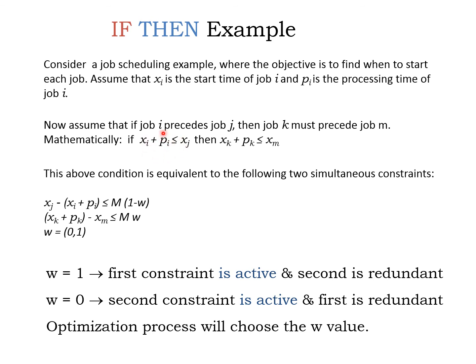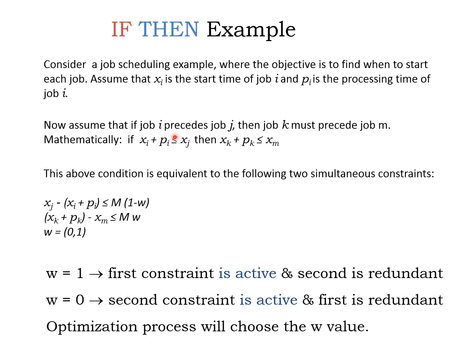Xi plus Pi, the finish time of job I, must be less than the start time of the successor activity Xj in this case. That's this logical statement: if this happens, this must happen. That means also K must precede M, so xk plus pk must be less than or equal to xm. So how do we deal with this logical scenario or statement?